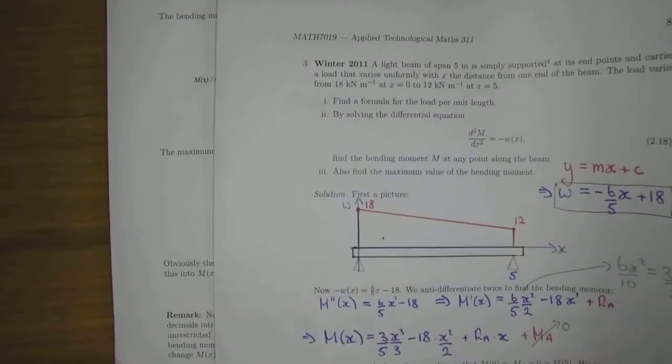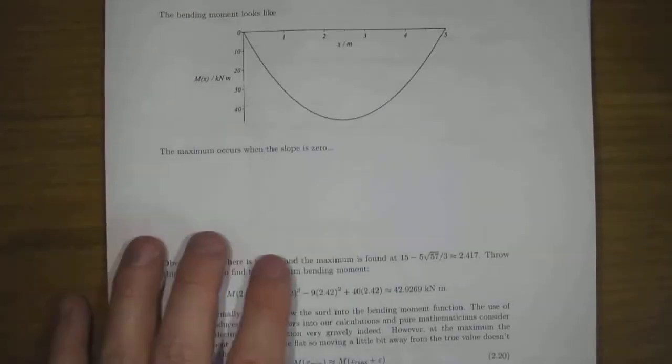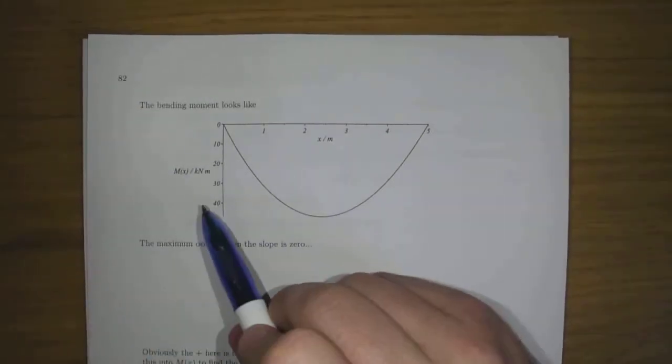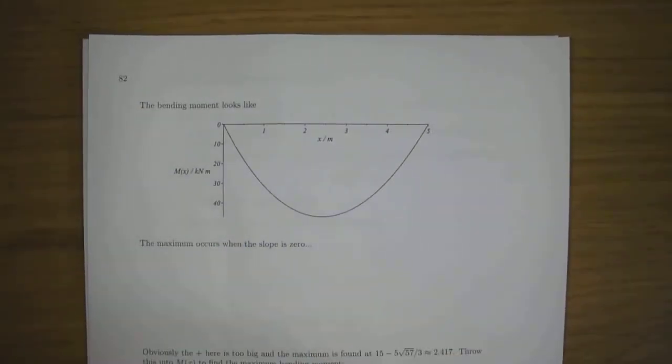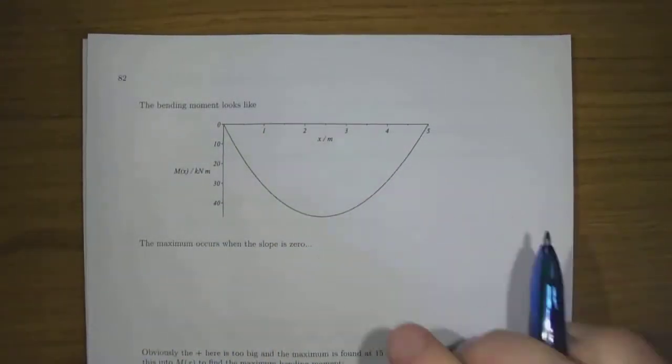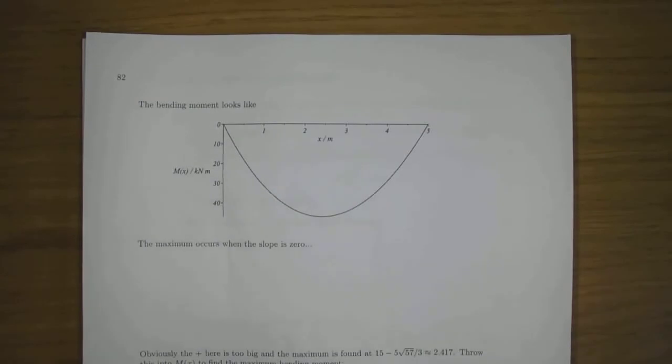Is there any more question here? Find the maximum value of the bending moment. Now we'll just draw a picture of it. Now here you'll note that I've drawn it like you do, with the bending moment below, even though it's positive. So we want to find the maximum value.